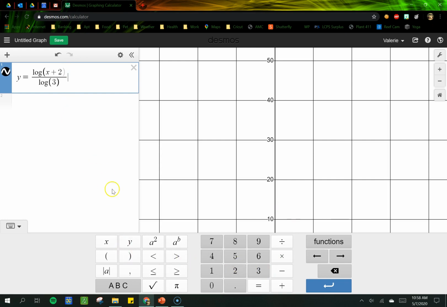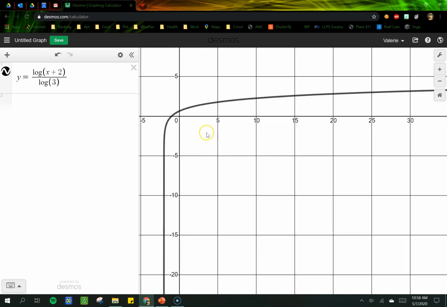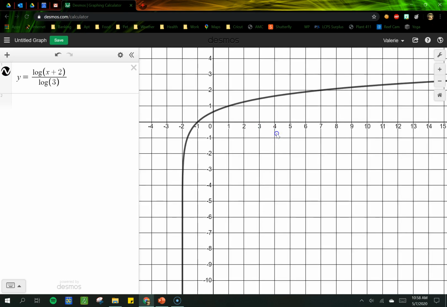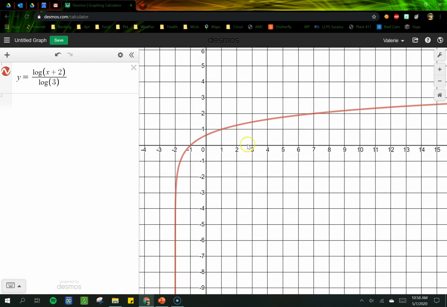So then, let's see, my screen is still kind of wonky from that last problem I did, so I'm going to zoom out. Oh, there it is. And then I'm going to zoom back in closer to my origin so we can see what's going on. All right, I'm also going to change my color because I think the black is a little bit harder to see with the grid also being black. Okay, so I have my logarithmic function graphed here now.